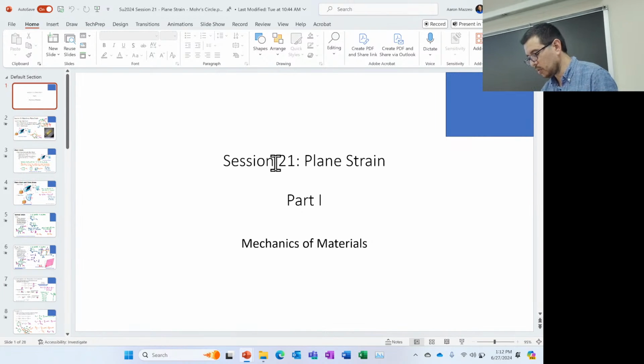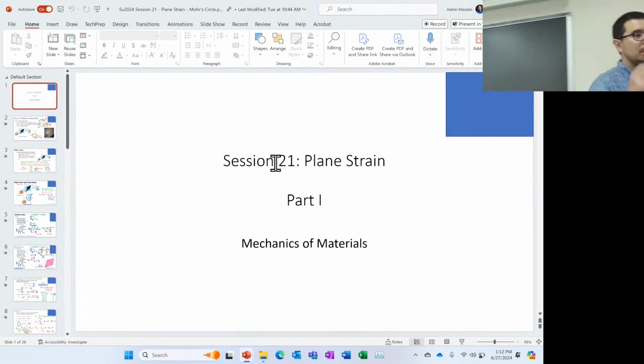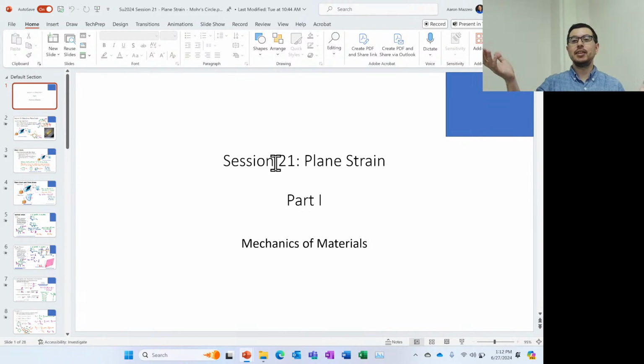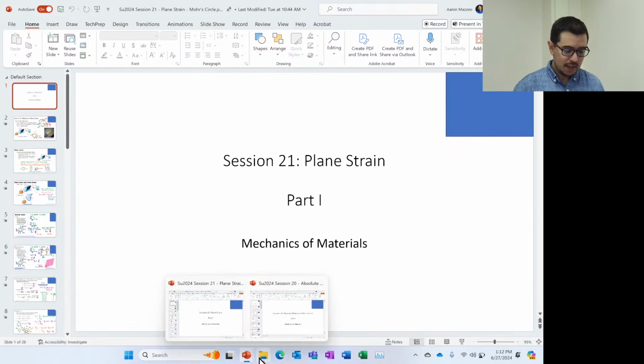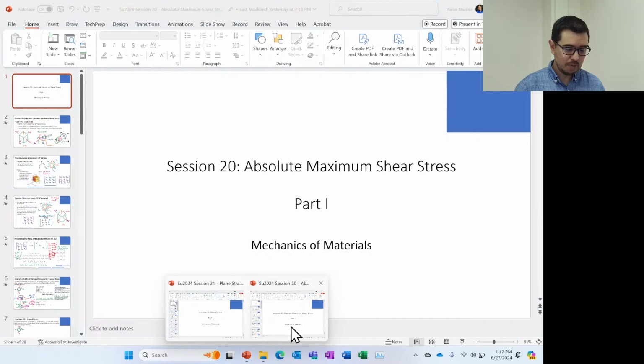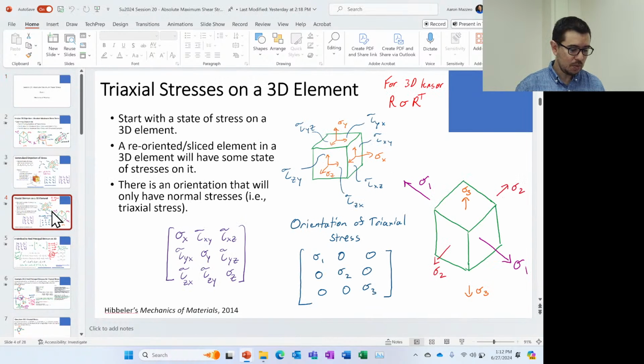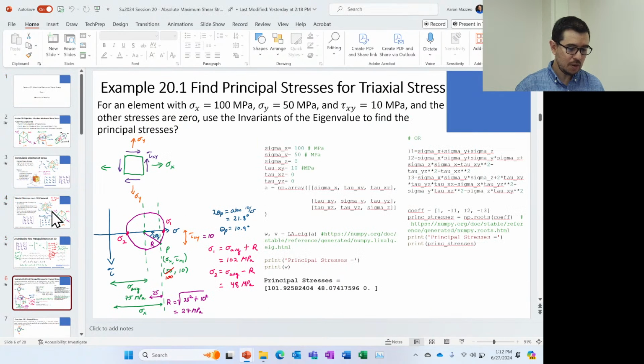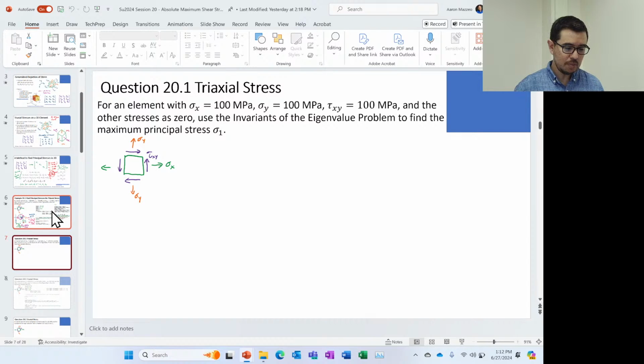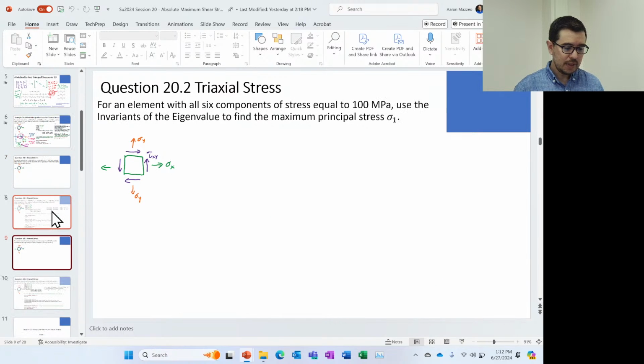Session 22. So 21 is about plane strain, 22 is going to be about failure criteria, which is going to be fun. Plane strain will also be a little bit fun. But before we do that, there were some questions about session 20 and the past homework. Okay, so let's see here. I think in 20, there was a question about this one, right?